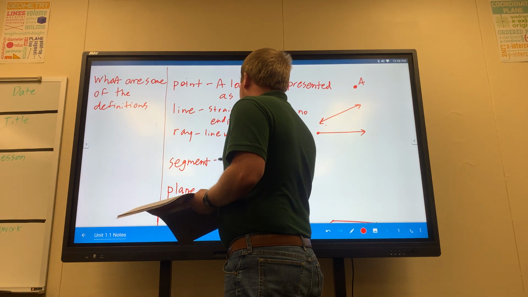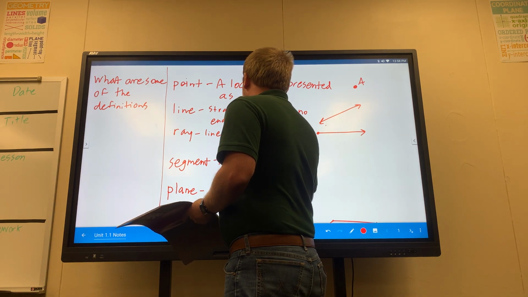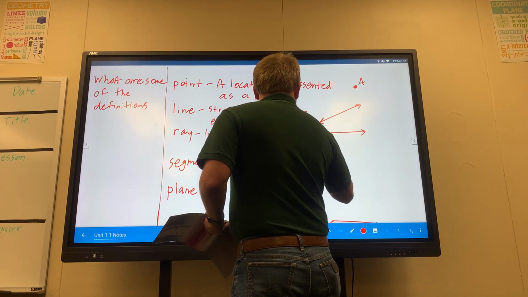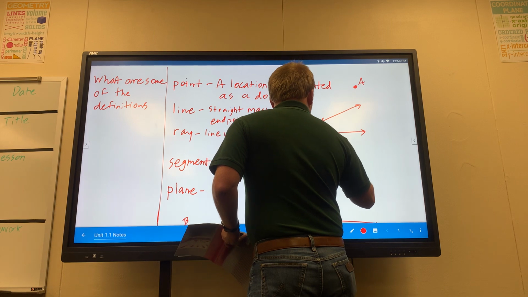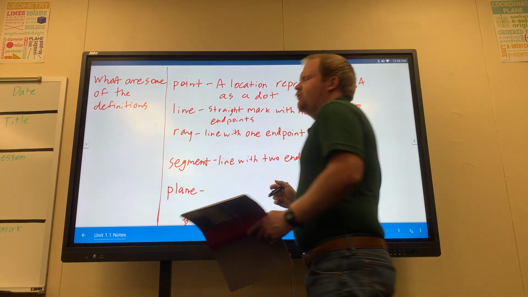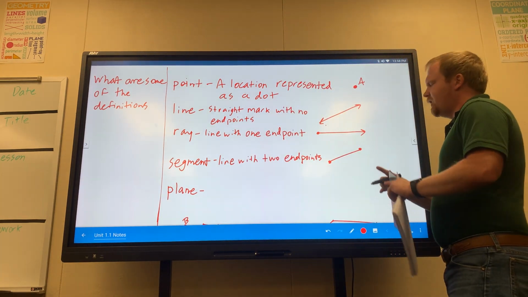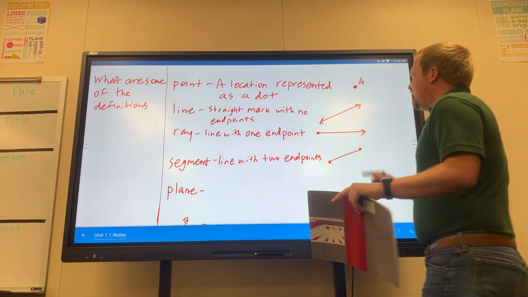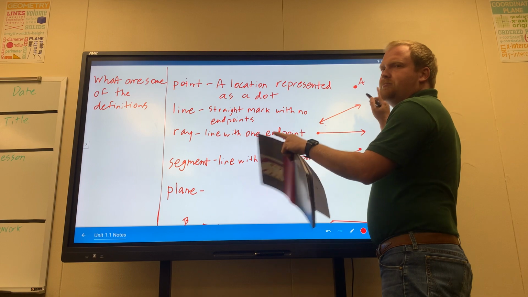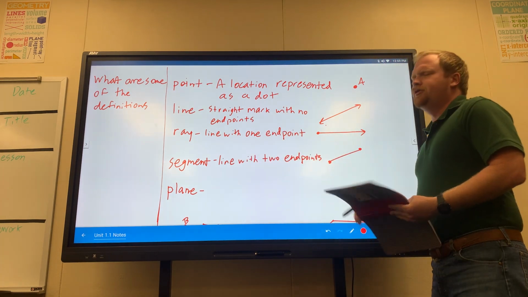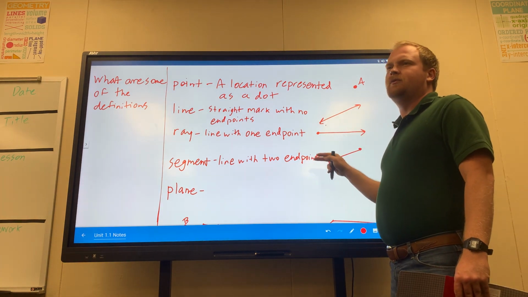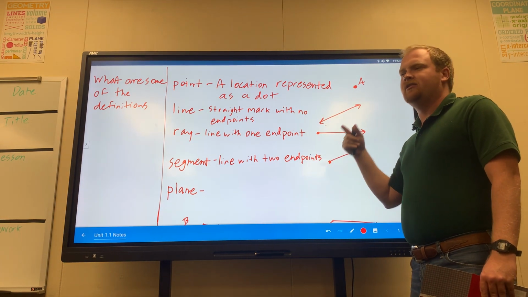Now, a segment is a line with two endpoints. Okay? So typically, it's going to have two points where it ends. Okay? It's not going to keep going in both directions, while a ray keeps going in one direction, and a line continues in both directions. Okay? So there are different types of lines, but how you distinguish one from another is by how many endpoints that it has.